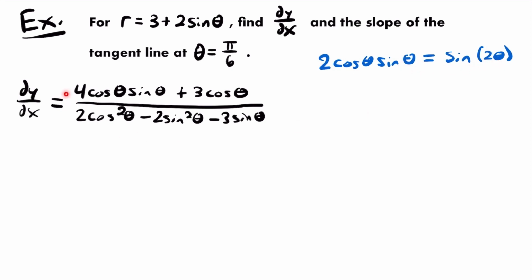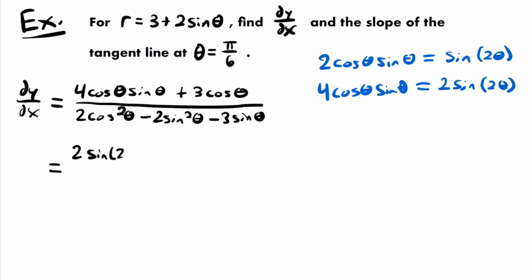Now in this case, we have 4 times cosine theta sine theta. So if we multiply both sides of this identity by 2, that would give you that 4 times cosine theta sine theta is equal to 2 times sine of 2 theta. All right, so we can just replace 4 cosine theta sine theta with 2 times sine of 2 theta. So that will give us that dy dx is equal to 2 times sine of 2 theta plus 3 times cosine theta. And that will be divided by this denominator.